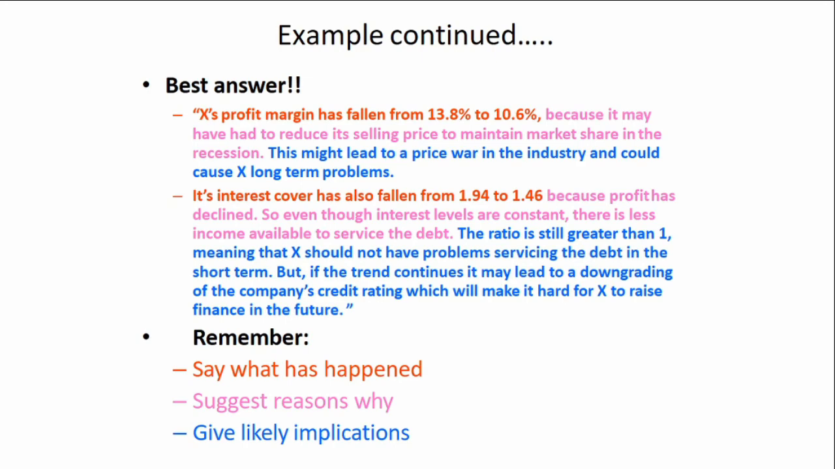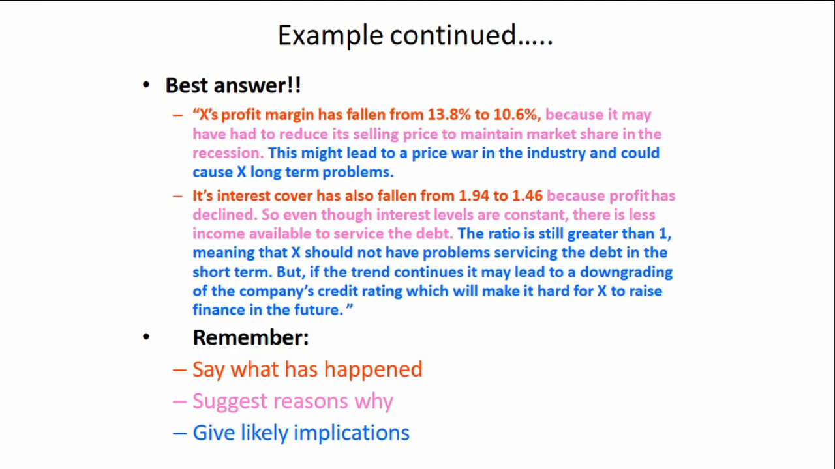So if we look at the interest cover ratio, we can see that the interest cover has fallen from 1.94 to 1.46 because profit has declined. So even though interest levels are constant, there is less income available to service the debt. So this has said what has happened and it suggests reasons why. But now we go further in the best answer and we give likely implications of the interest cover ratio falling. So the ratio is still greater than 1, meaning that the company X should not have any problems servicing the debt in the short term.